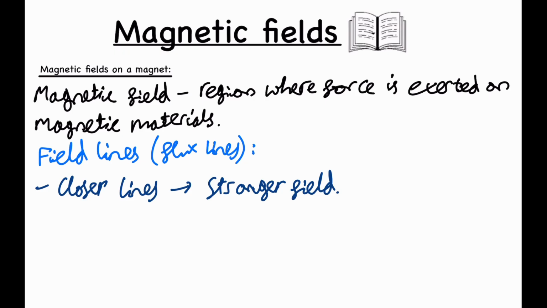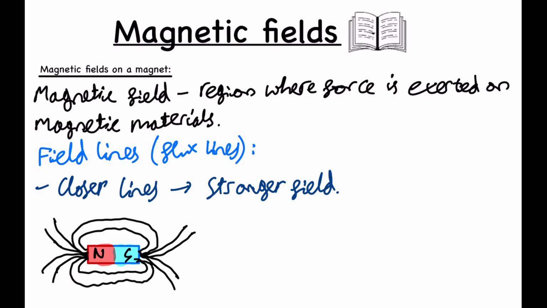A magnet looks something like this, where you have a north side and a south side. So the field lines around this magnet will look something like this. Yes, these field lines do have a direction from the north to the south. They always go from the north side to the south side. And let's draw two other examples of magnets.